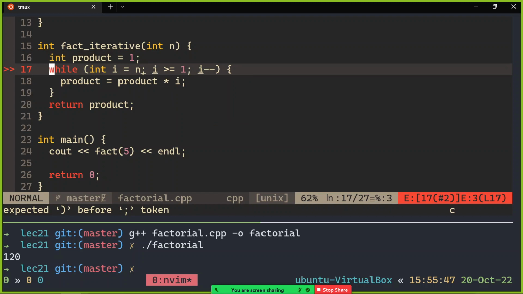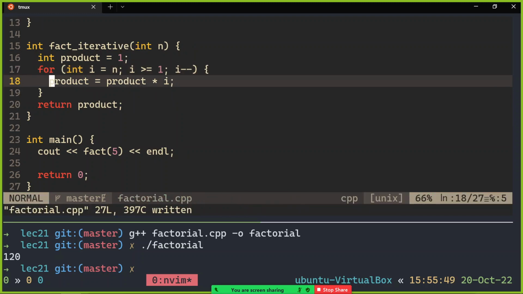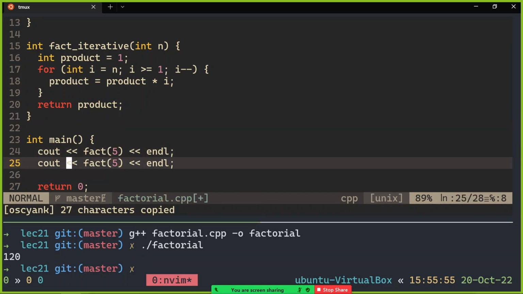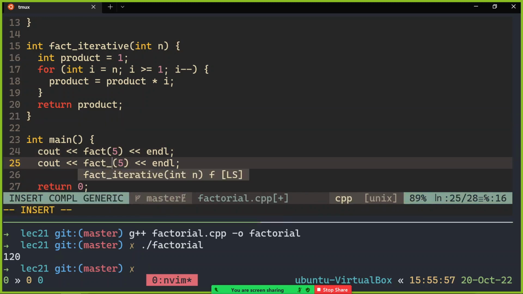Oh, sorry, not while, for. For int i equals n. If only we could do it that way. So that's fact iterative. That would also work. That's the way we might know how.